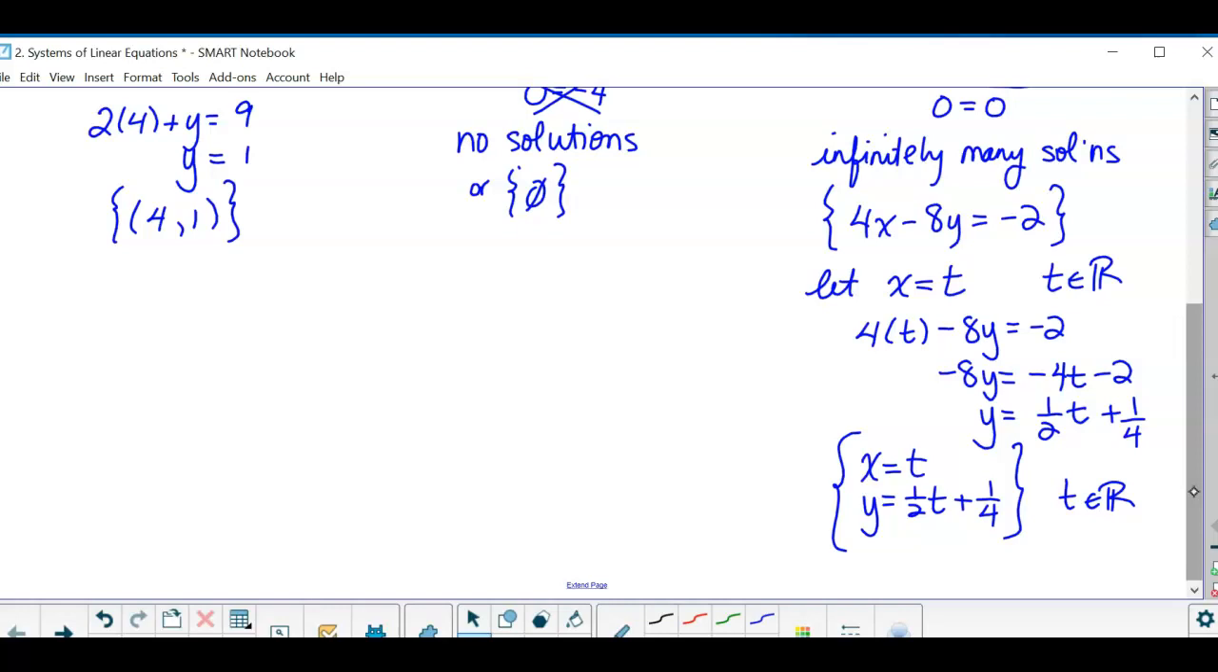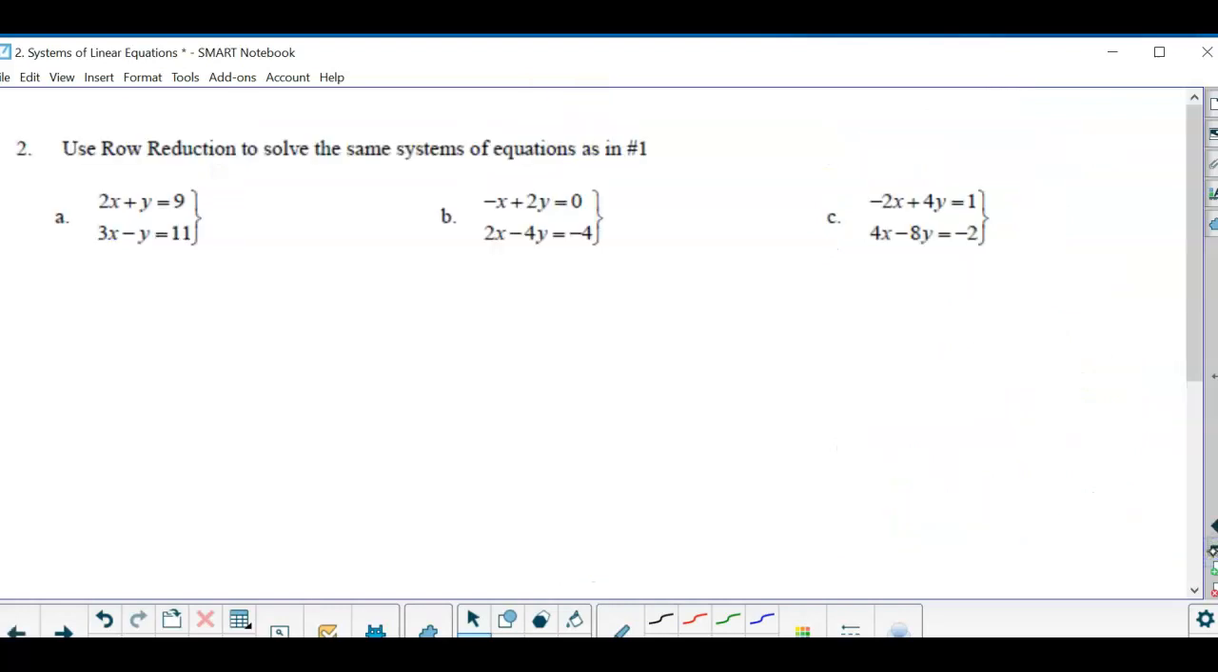It says use row reduction to solve the same system of equations. So what does row reduction mean? Basically, it's a form of elimination, in that in your system, you want to reduce the system, basically, there's the word in it, to be simpler. And so the normal steps for row reduction: the way this is set up, the constant term is always on the right of the equal sign.